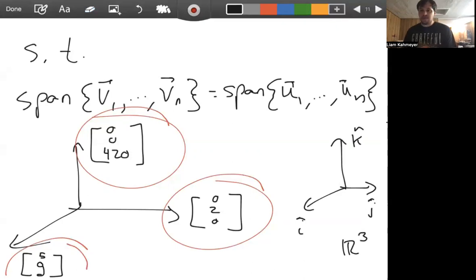So, okay, I think that's where I want to stop for now. The next video is going to be, we've been looking at what it means for vectors to be orthogonal and orthonormal. But what does it mean for a matrix to be orthogonal or orthonormal? So that's what we'll explore in the next video.